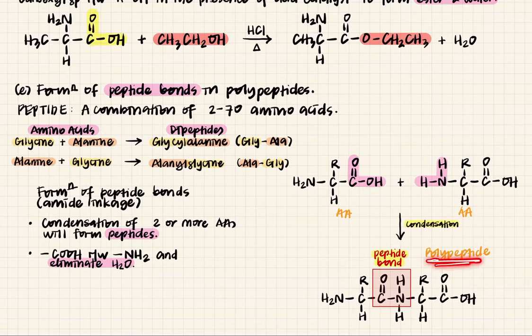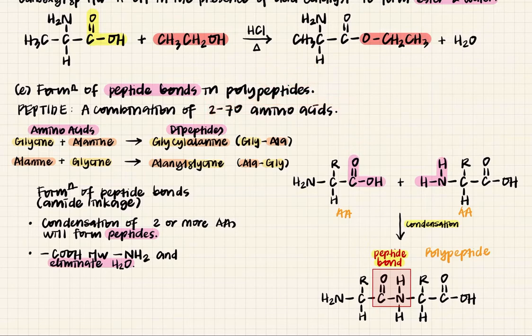Kenapa dipanggil polypeptide? Kenapa ini tulis dipeptide? Okay, ini dipeptide sebab awak ada awak campurkan 2 peptide together. Okay, polypeptide tu nama general dia. Poly maksudnya banyak. So kalau awak ada tripeptide, maksudnya awak combine 3 amino acids together. Okay. So tapi dua-dua ni still adalah polypeptide lah.